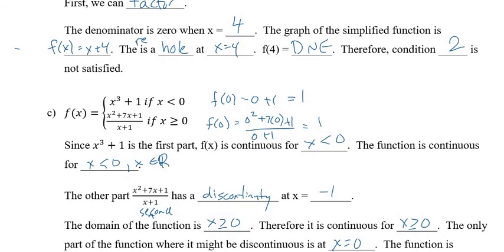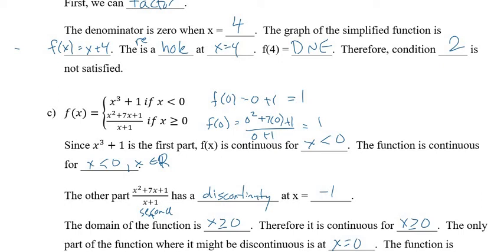And lastly, we have a piecewise function: f of x equals x cubed plus 1 if x is less than 0, or (x squared plus 7x plus 1) over (x plus 1) if x is greater than or equal to 0. Since x cubed plus 1 is the first part, it's a polynomial function. f of x is continuous for x less than 0, for the region that it occupies. x is an element of the real number set.